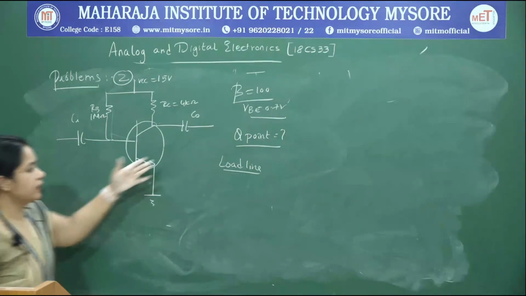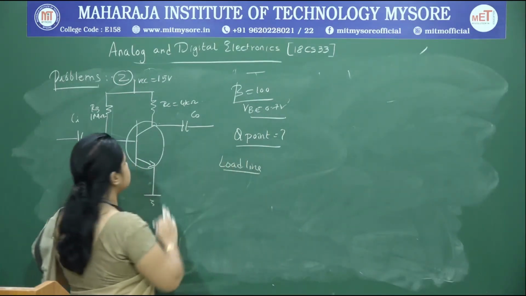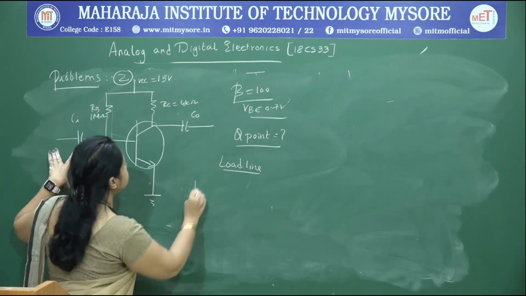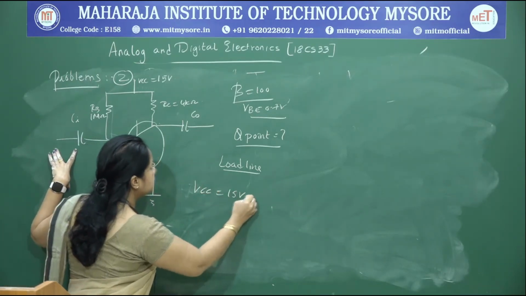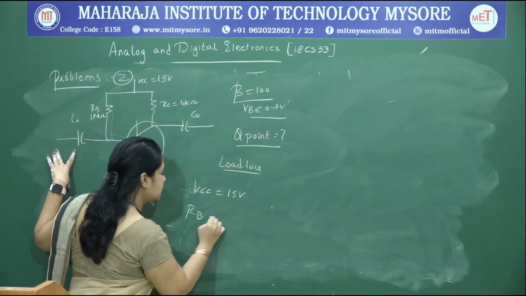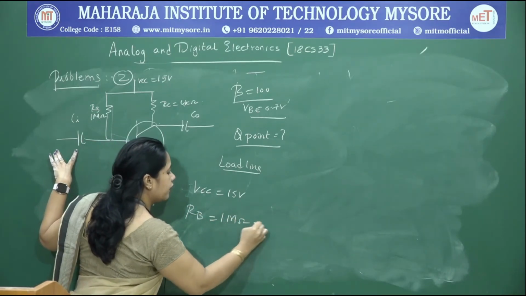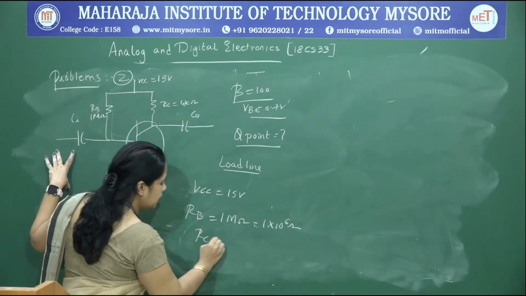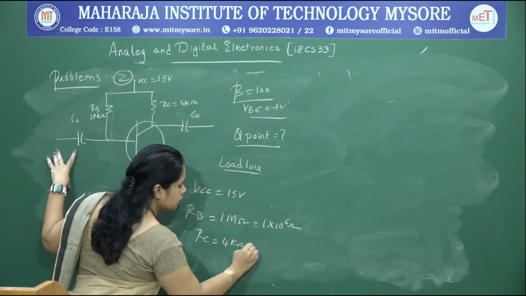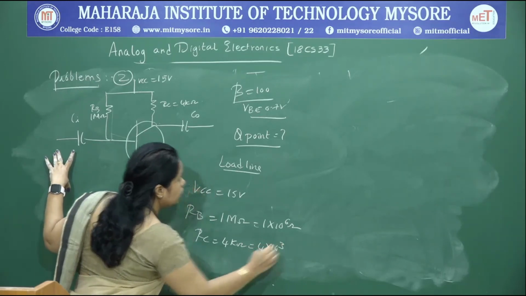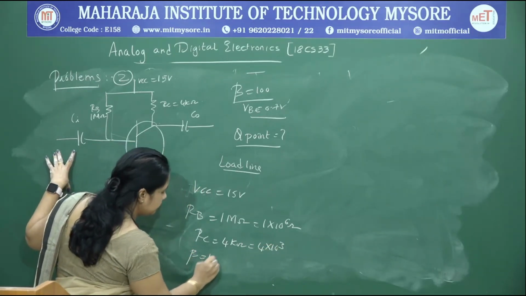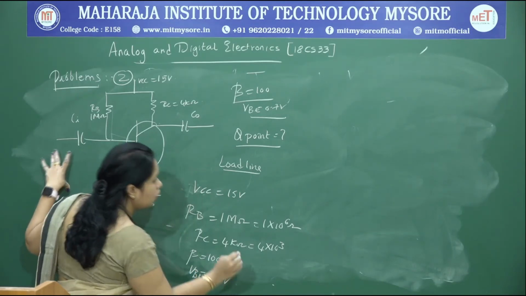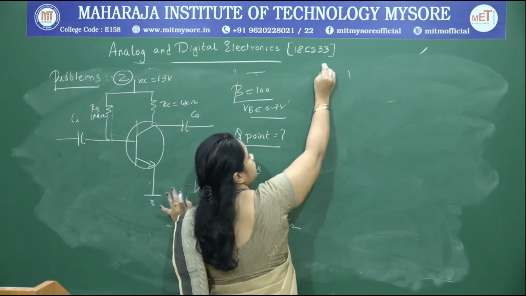What do you mean by Q point? Here we will just write what all the parameters given are. VCC is equal to 15 volts, RB is equal to 1 mega ohm, which is 1 into 10 power 6 ohm, RC is equal to 4 kilo ohm, which is 4 into 10 power 3, beta is 100 and VBE is 0.7 volts. Now what is to be determined? Q point is to be determined.